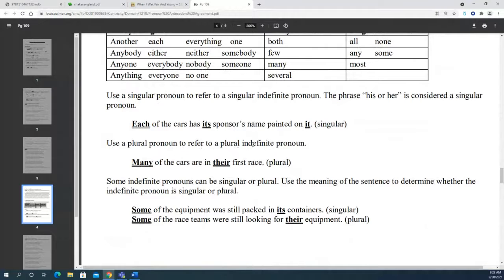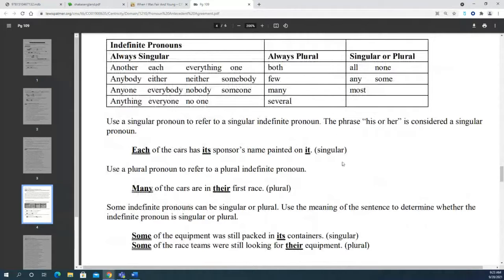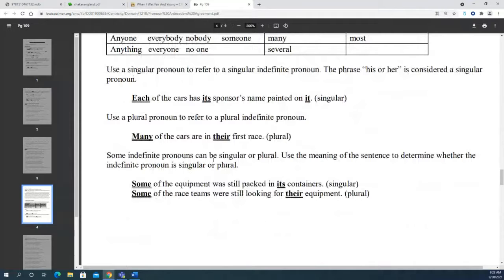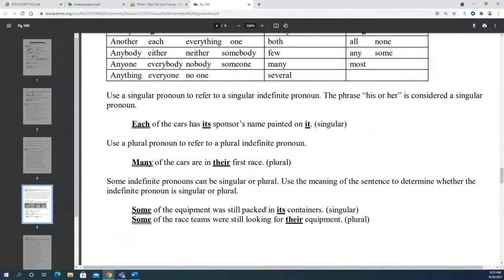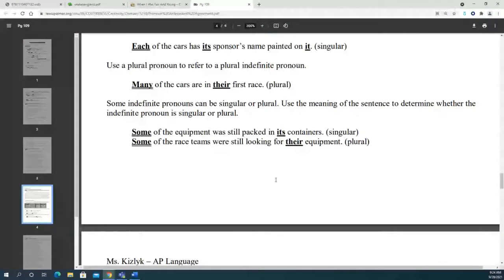Use a plural pronoun to refer to a plural indefinite pronoun. So many of the cars are in their first race. So right here, many is always plural. Some indefinite pronouns can be singular or plural. Use the meaning of the sentence to determine whether the indefinite pronoun is singular or plural. So if you look here, some of the equipment was still packed in its container, singular, because we're dealing with equipment, which is, in this case, just one item. Some of the race teams were still looking for their equipment. Notice teams, more than one team. That's why you use the plural antecedent pronoun their.